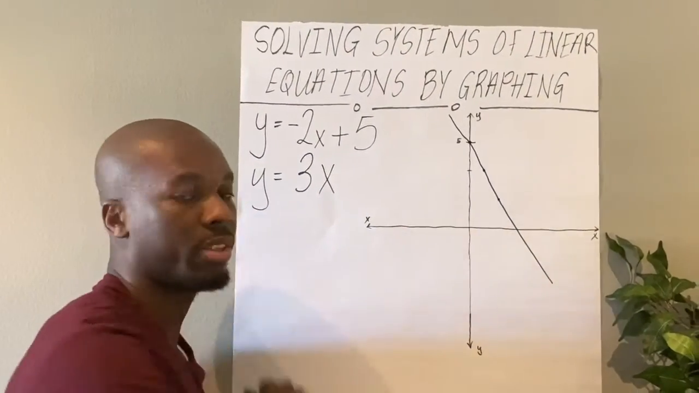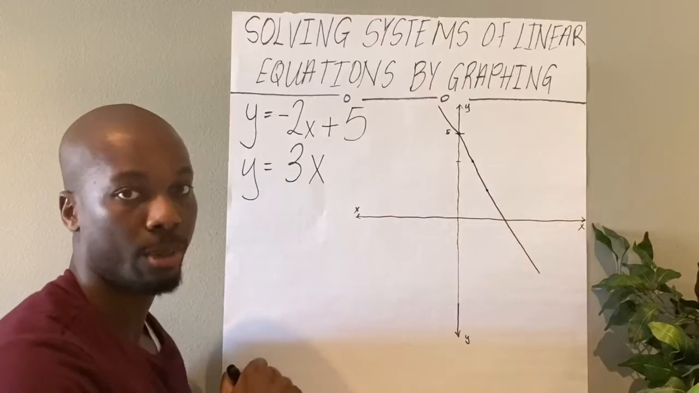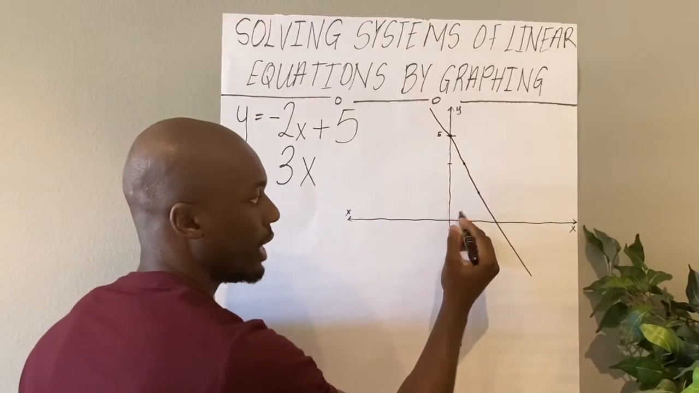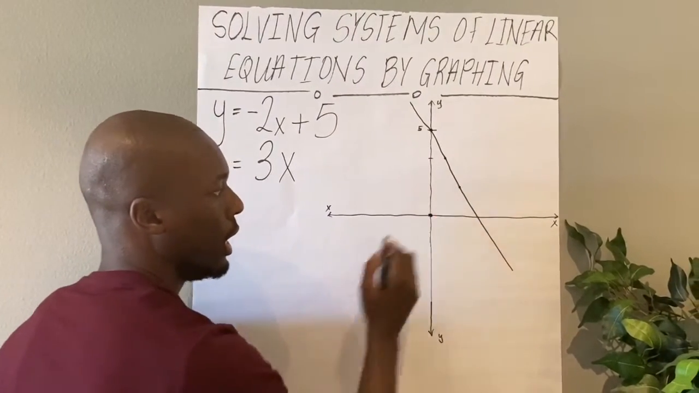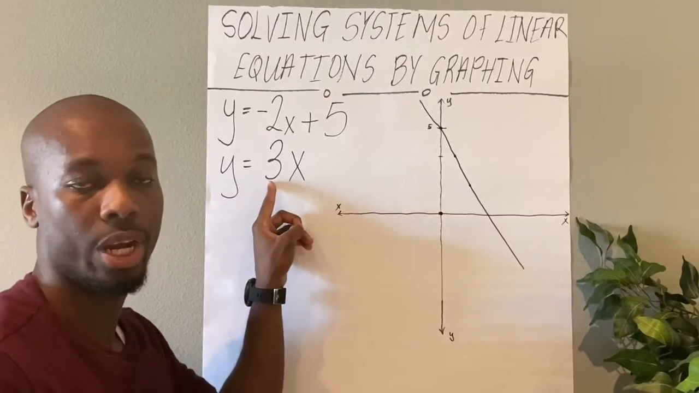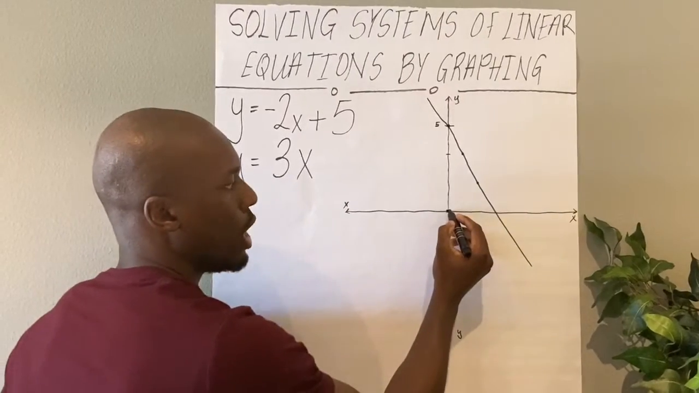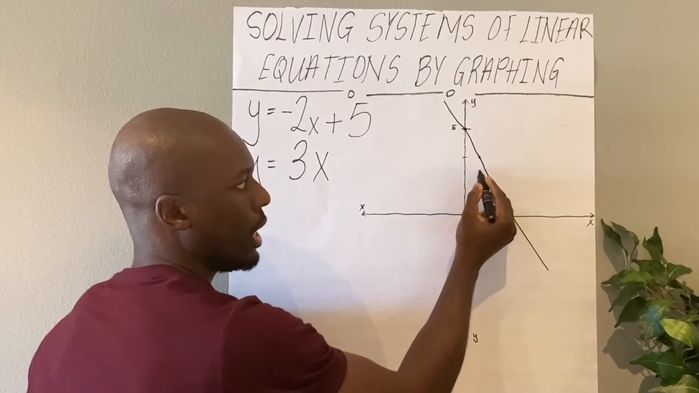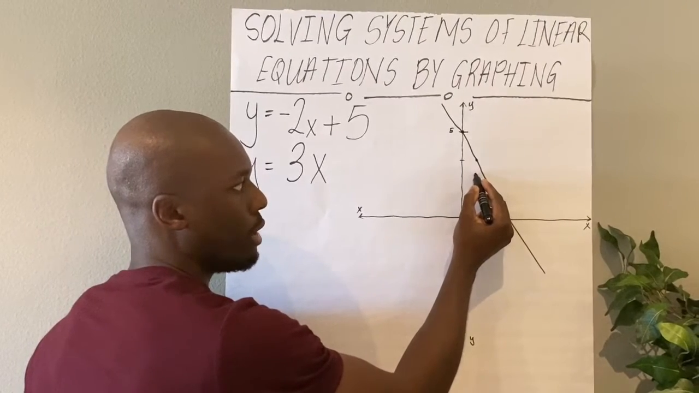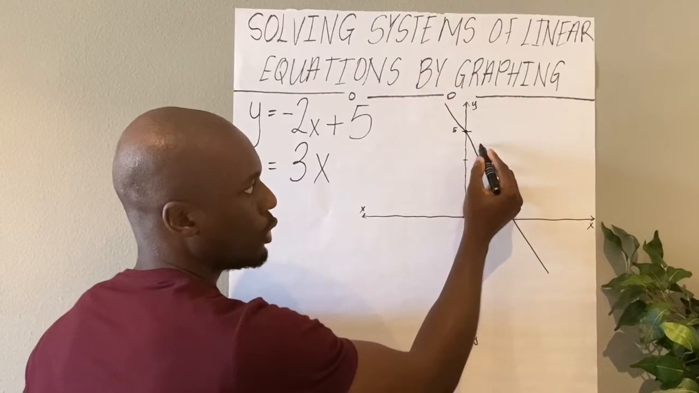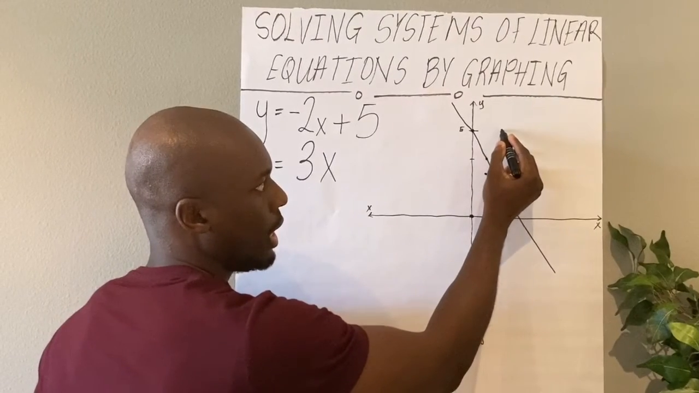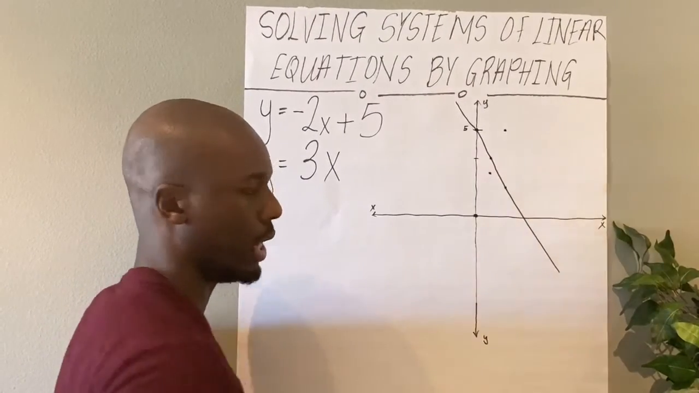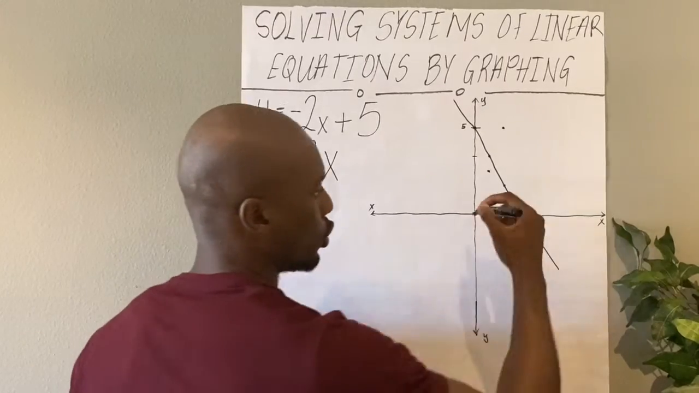Now, I'm drawing the second one. This has no y-intercept. So I know that I'm starting from the origin, right? But the slope is 3, meaning I'm going to go up 1, 2, 3 times, and then just move to the right one time. And that is also my line.